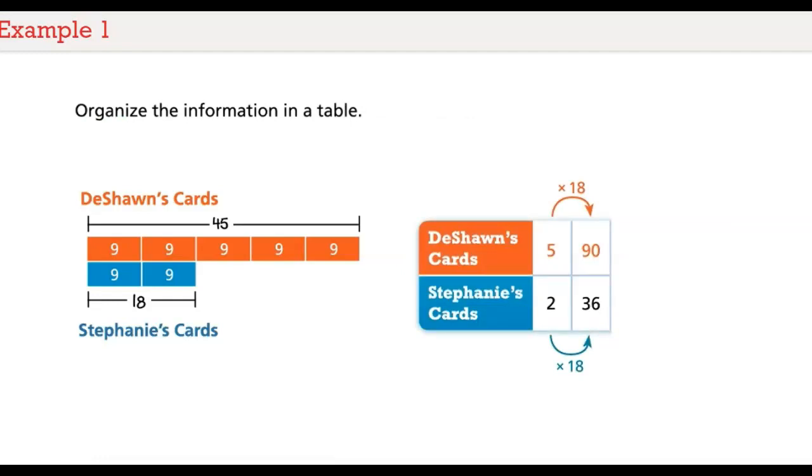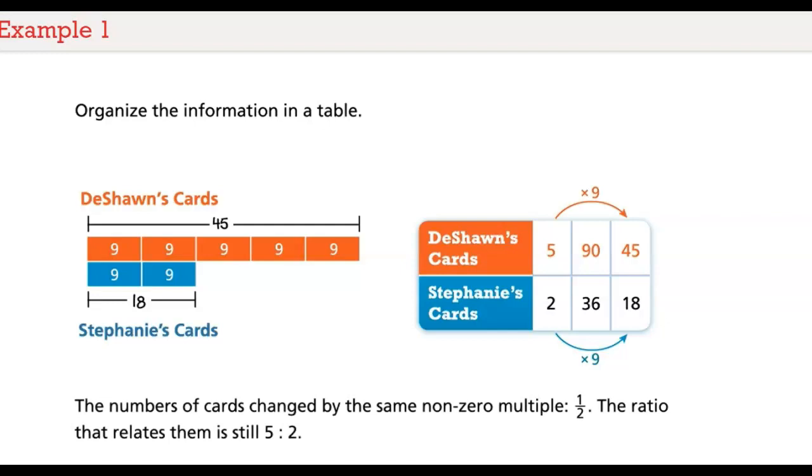After they both sell half their cards, the ratio is 45-18. Notice that the new numbers of cards are each 9 times the term in the original ratio. The numbers of cards changed by the same multiple, so the ratio that relates them is equivalent. It's still 5-2.